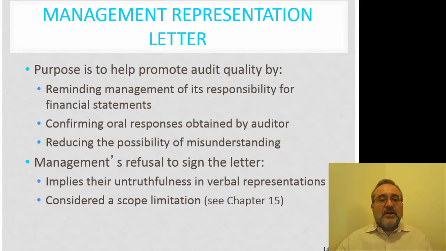Prior to the audit being issued, the auditor absolutely needs what we call a management representation letter. The management representation letter is signed by the CEO and the CFO of the organization. It reminds management of their responsibility to the financial statement. It confirms any oral responses obtained by the auditor and reduces the possibility of misunderstanding, and absolutely reduces the risk to the auditor in terms of being sued.